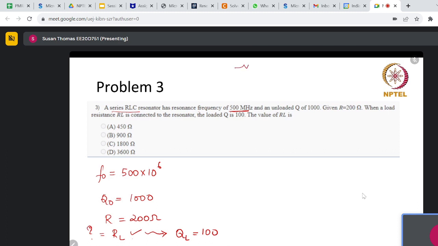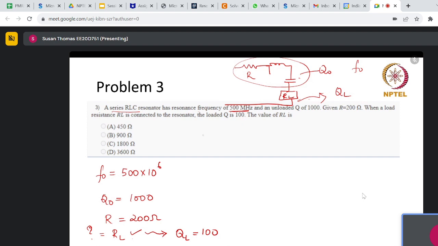So you have a series RLC. To this you are connecting an RL. So this series RLC had an unloaded Q factor of Q naught. Once you connect RL, this becomes QL. You know the value of R. You also know the resonant frequency F naught. Can you find what is this RL connected? So for this we need to use the expression for loaded Q factor in case of a series RLC.